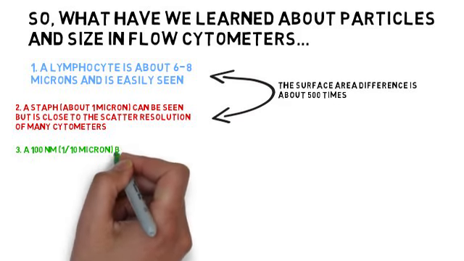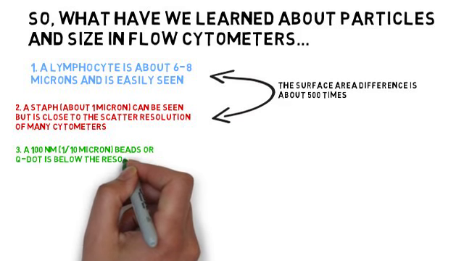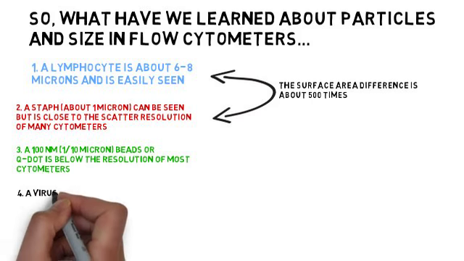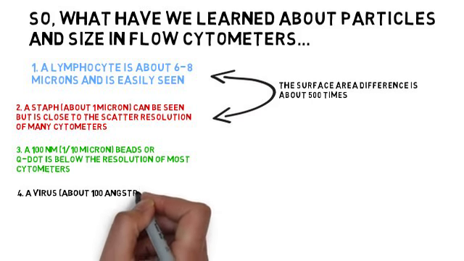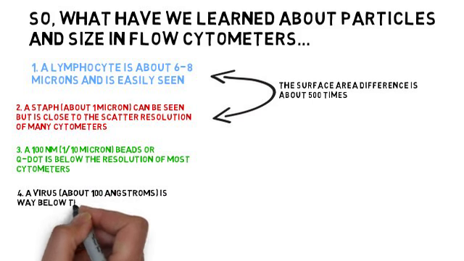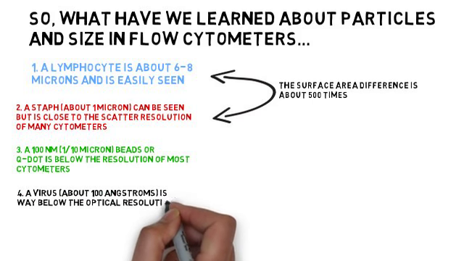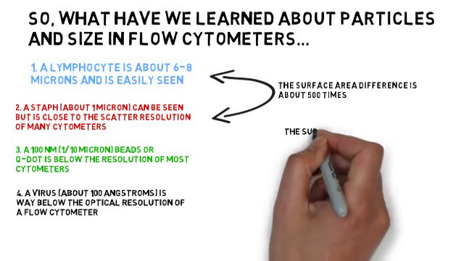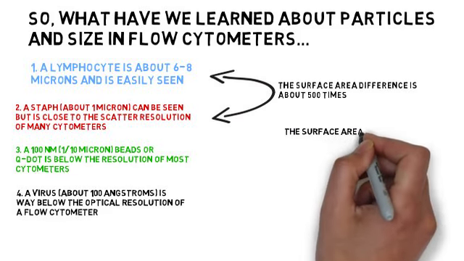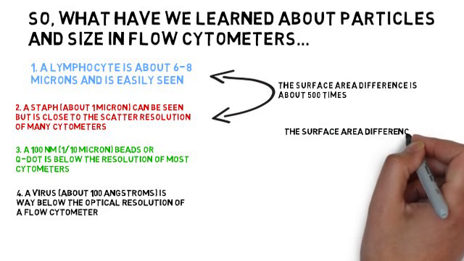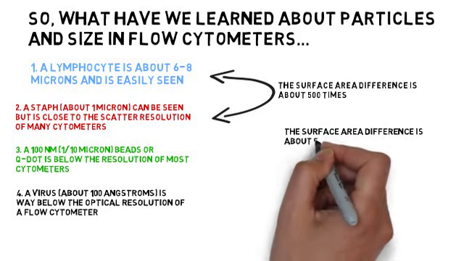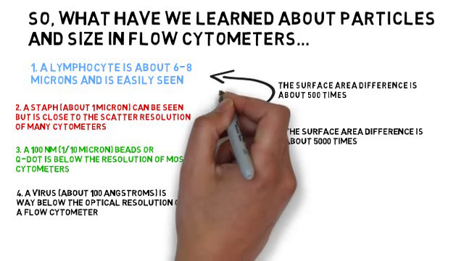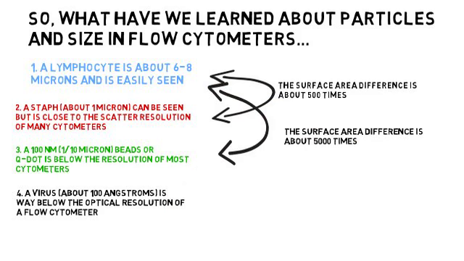Also, you can see that a 100 nanometer bead is really tiny, and it's 5 times larger than most Q dots. In fact, a Q dot has about 5,000 times smaller surface area than a lymphocyte, and a virus is even smaller than that. So don't sit around waiting to measure a virus by light scatter on a flow cytometer. It's actually smaller than the wavelength of light, so you know you can't resolve it.